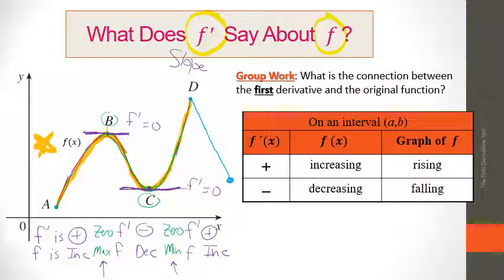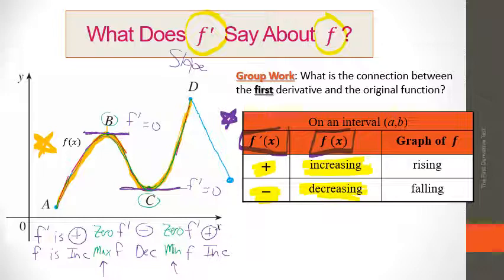So that is what I'm talking about in this chart over here. We have our derivative and our original function. When the derivative, or slope, is positive, the original function is increasing. When the derivative or slope is negative, the original function is decreasing. So if you're positive, you're going up, you're increasing. If you have a negative slope, you're going down, you're decreasing.